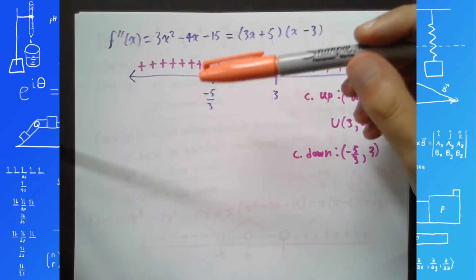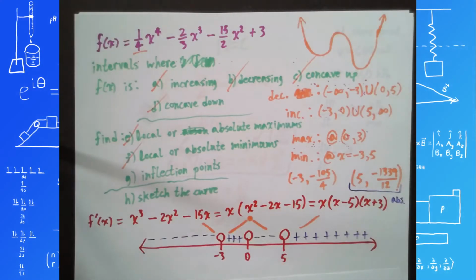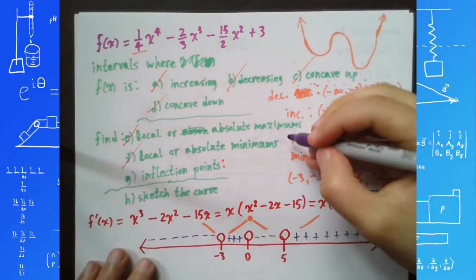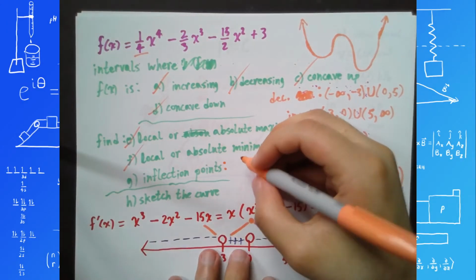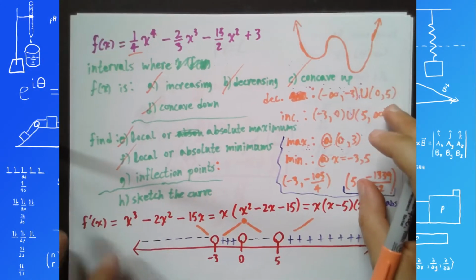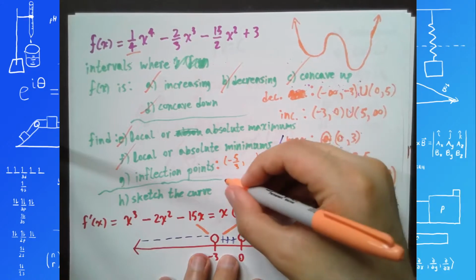We have two sign changes, one at negative 5/3 and one at 3. So we do have two inflection points here. And I guess I'll just write it over here. Let me wall this stuff off just to be on the safe side. So inflection points at x equals, where did I put it? Oh, there it is. At x equals negative 5/3 and at x equals 3. So negative 5/3 comma something and 3 comma something.